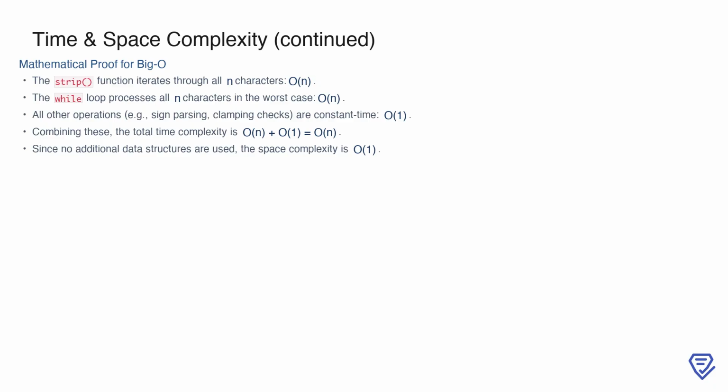The strip function iterates through all n characters in the input string, contributing O(n). The while loop, in the worst case, also processes all n characters, contributing another O(n). All other operations, such as parsing the sign and clamping the result, are constant time operations, O(1). Combining these, the total time complexity is O(n) plus O(1), which simplifies to O(n).